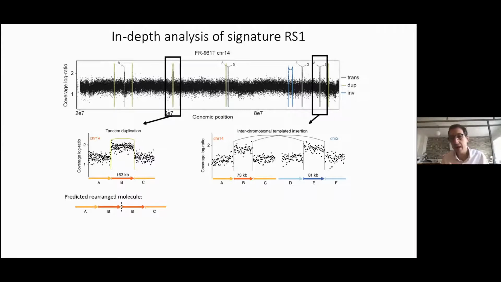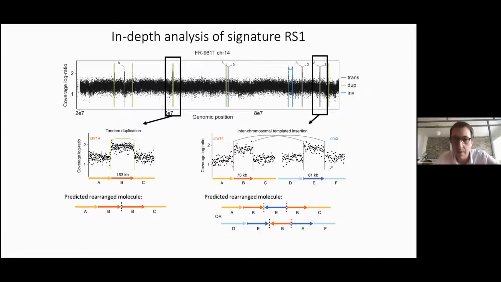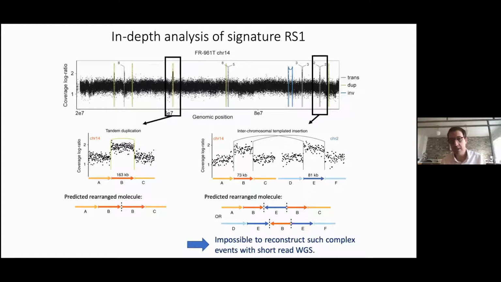All we can do is make hypotheses, and we found two hypotheses that could explain this kind of observation. One in which the E segment would be inserted between two copies of the B segment inside chromosome 14, and another equally likely possibility in which the B segment would be inserted in the middle of two E segments on chromosome 2. And because there's no way with whole genome sequencing to demonstrate the existence of these events and to discriminate these two possibilities, we decided that we would analyze a few cases with Bionano.